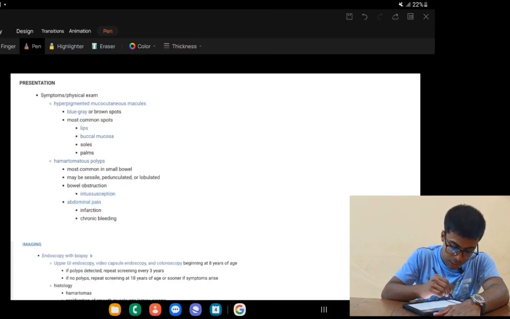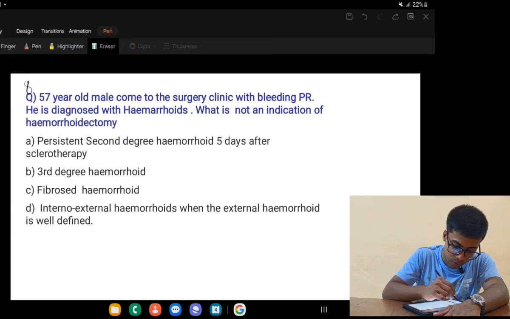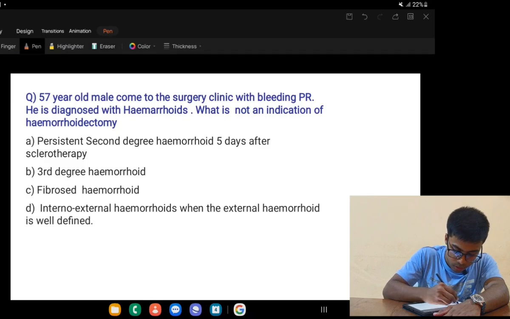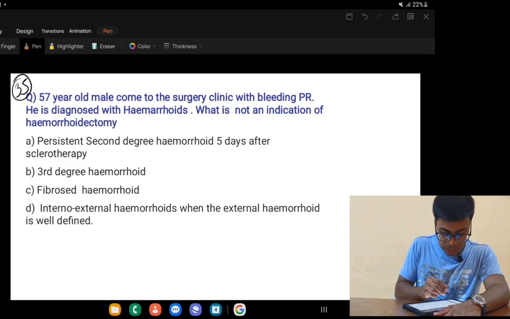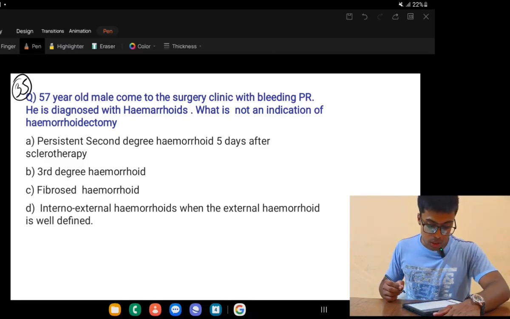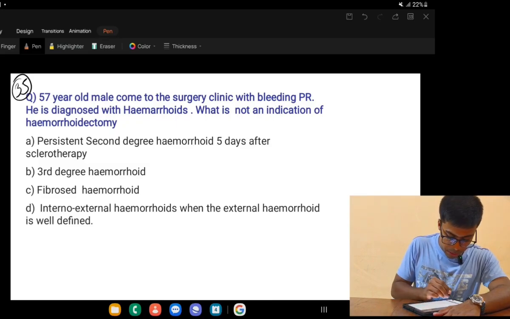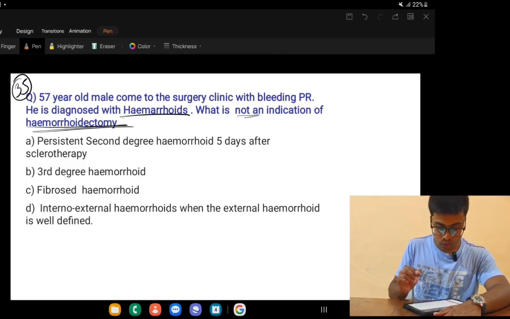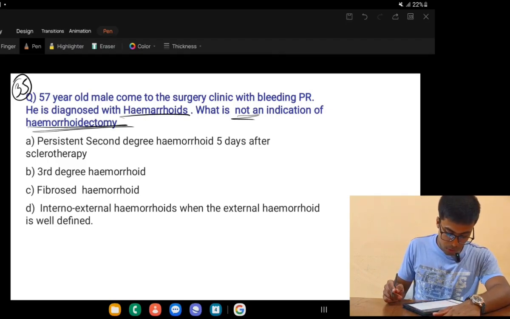So let's move on to the 35th question. A 57-year-old male comes to a surgery clinic with bleeding per rectum. He is diagnosed with hemorrhoids. What is not an indication of hemorrhoidectomy? It's a not-indication, so we have to find the not-indication.